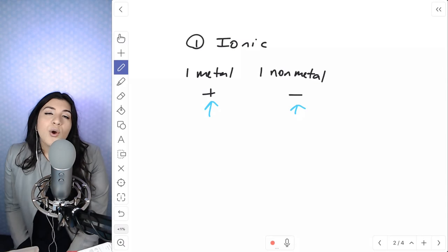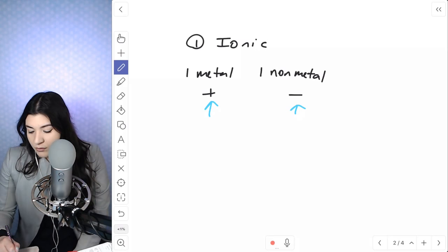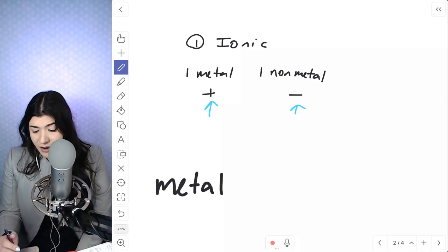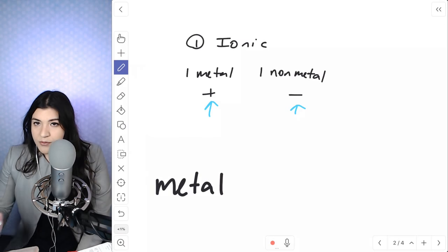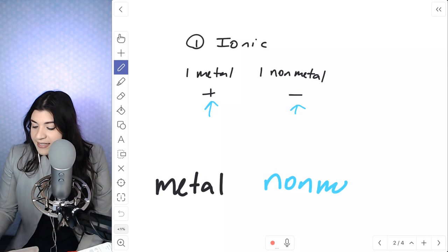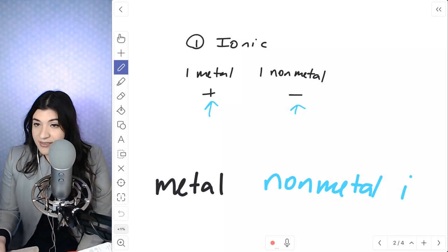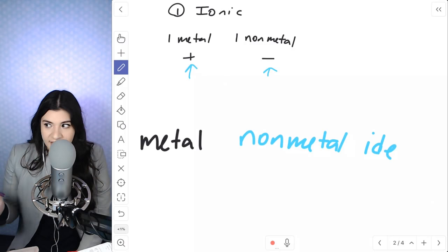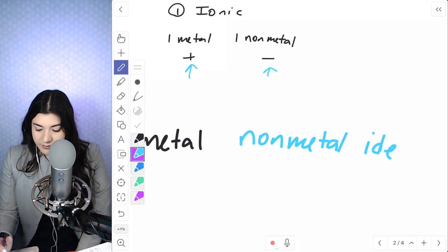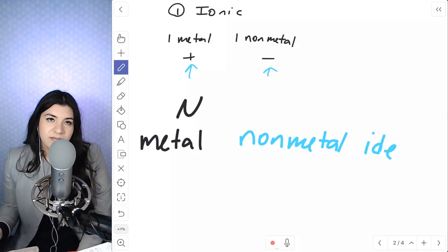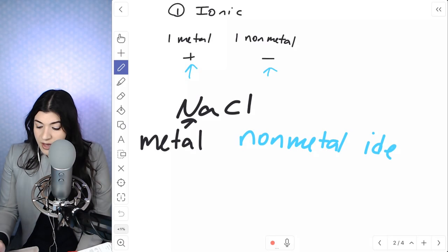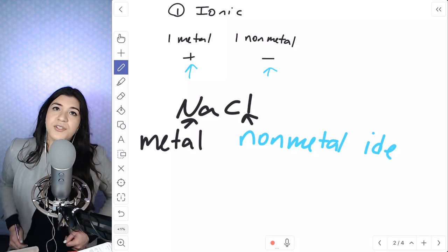So we're always going to have the name of our metal first. It's always going to be the case when it comes to something being ionic. And then next, what will then follow would be the non-metal ending in "ide." All right, so it's going to end in IDE or "ide." So let's say if we had something like NaCl. Okay, so we know that Na is a type of metal, and then Cl is a type of halogen, which is also known as a non-metal.